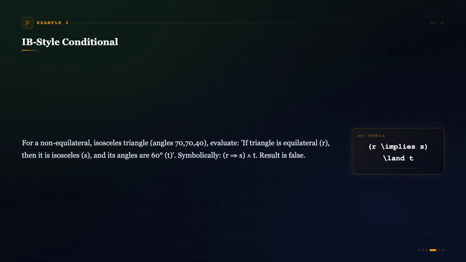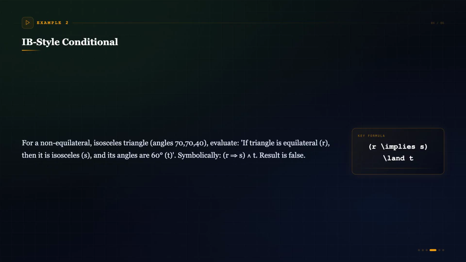In all other cases, when P is false, or when both P and Q are true, the conditional statement is considered true. This can feel odd. The statement, "If the moon is made of cheese, then I am the king of England," is logically true, because the premise, "the moon is made of cheese," is false.